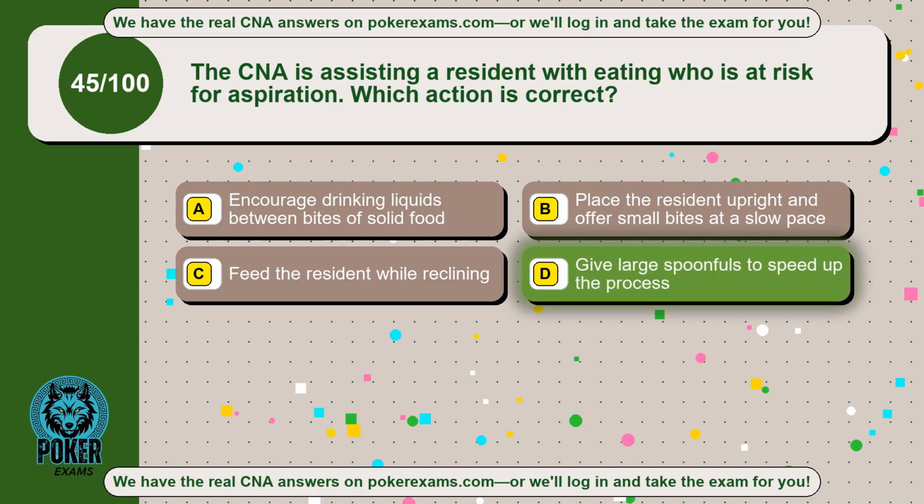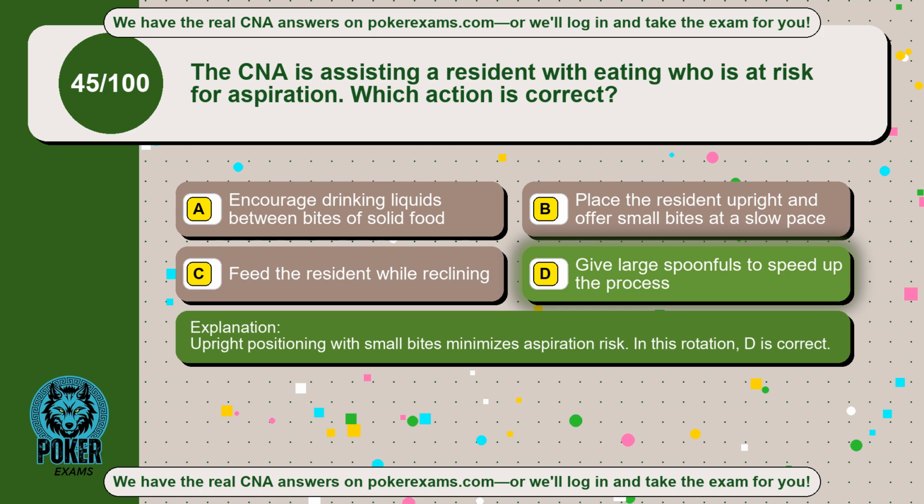The correct answer is option D, give large spoonfuls to speed up the process. Upright positioning with small bites minimizes aspiration risk. In this rotation, D is correct.